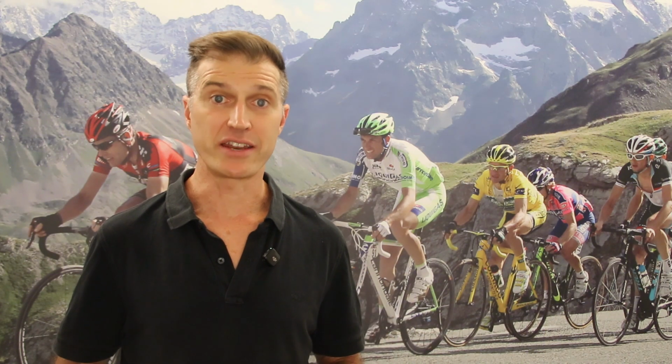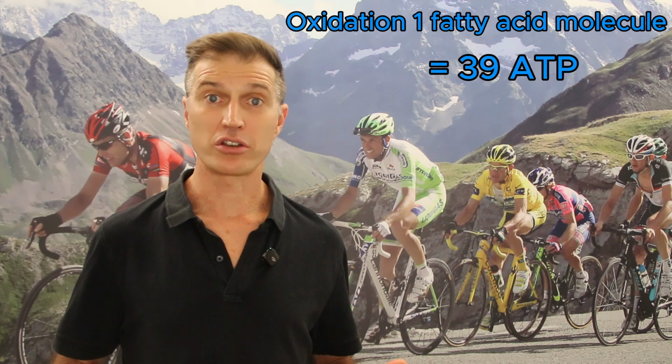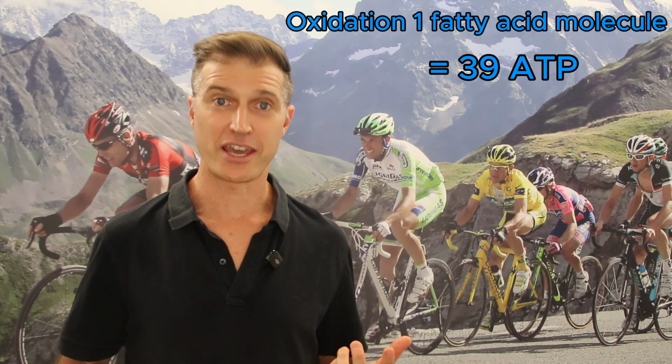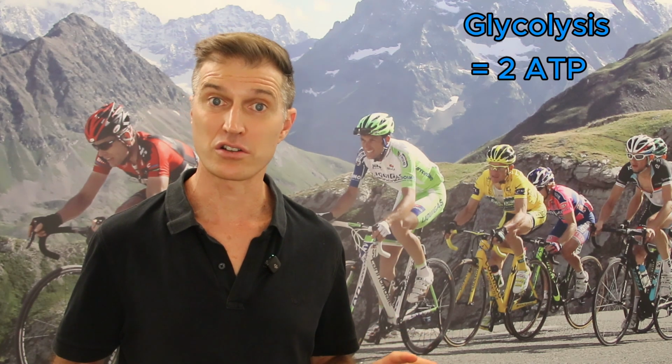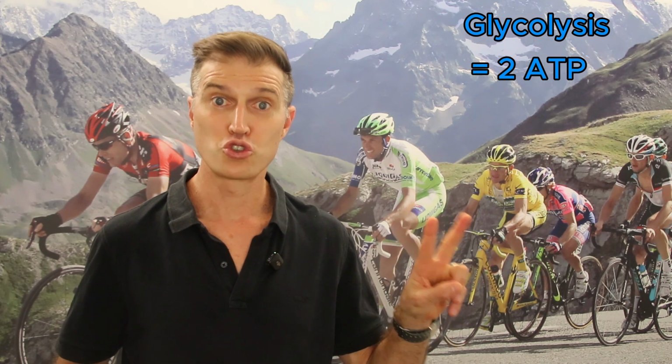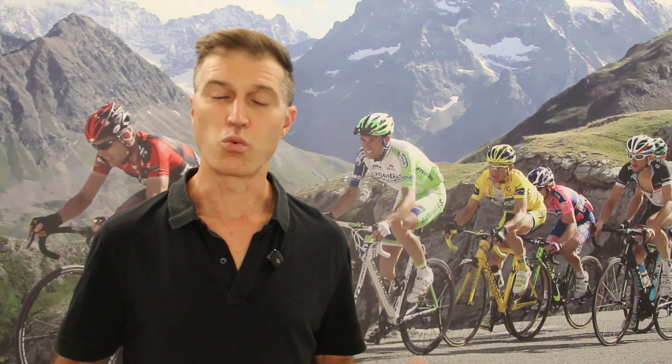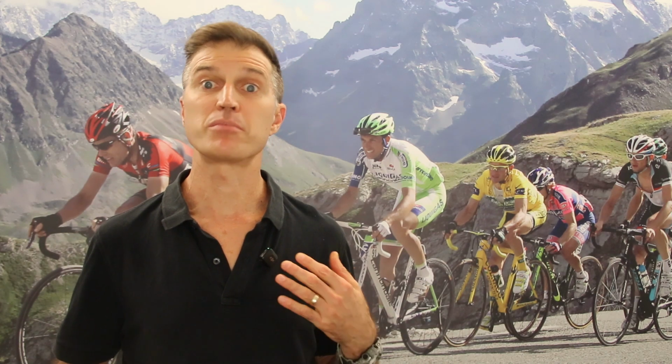Burning fat for fuel for your performance produces far more energy than anaerobic energy. Oxidizing one fatty acid molecule produces around 39 ATP molecules to use for exercise. In contrast, splitting a glucose or sugar molecule via glycolysis only produces 2 ATP. Secondly, burning fat for fuel only produces two waste products, water and carbon dioxide. Water is not a problem for the body to handle, and we simply breathe the carbon dioxide out.